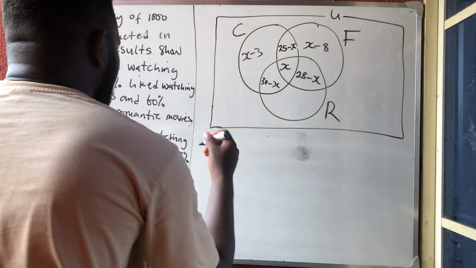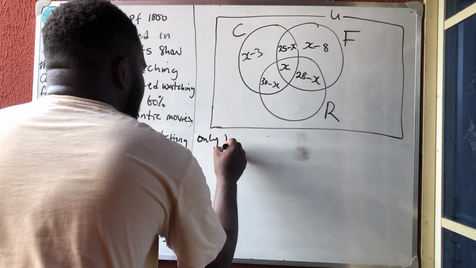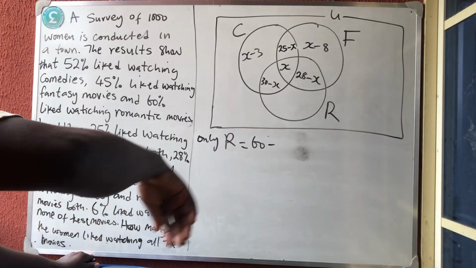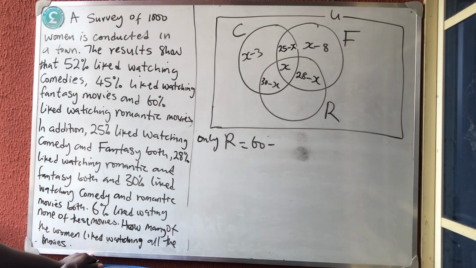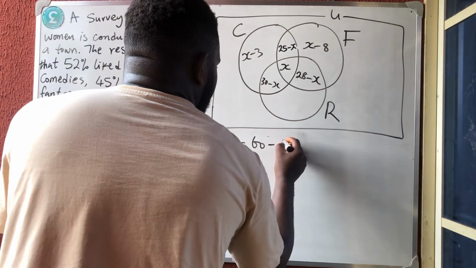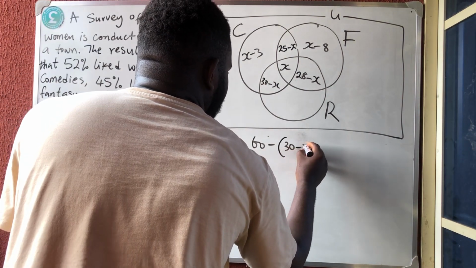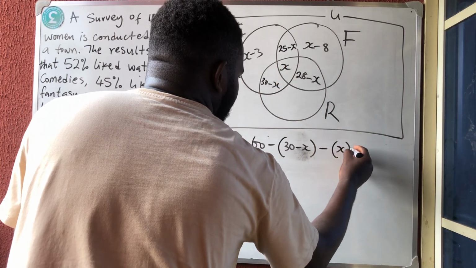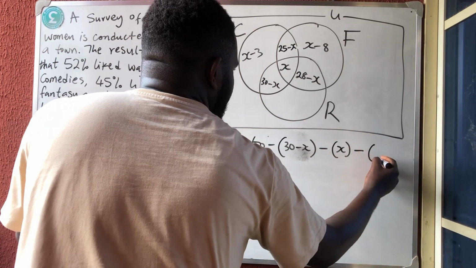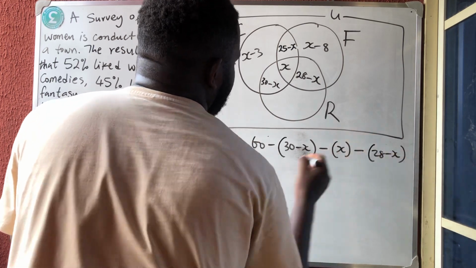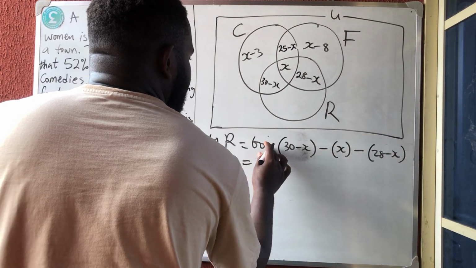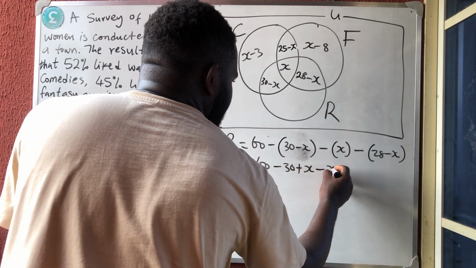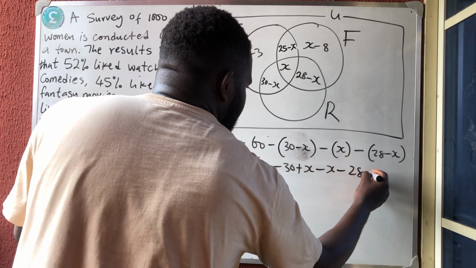So now only romantic should be equal to what? 60 minus everything that entered inside of romance. So we say that what? 60 minus, in bracket, 30 minus x entered, minus x entered, minus 28 minus x entered. So what do I have? 60. This and this will give you minus 30 plus x. This one will give you minus x. This one will give you minus 28 plus x.